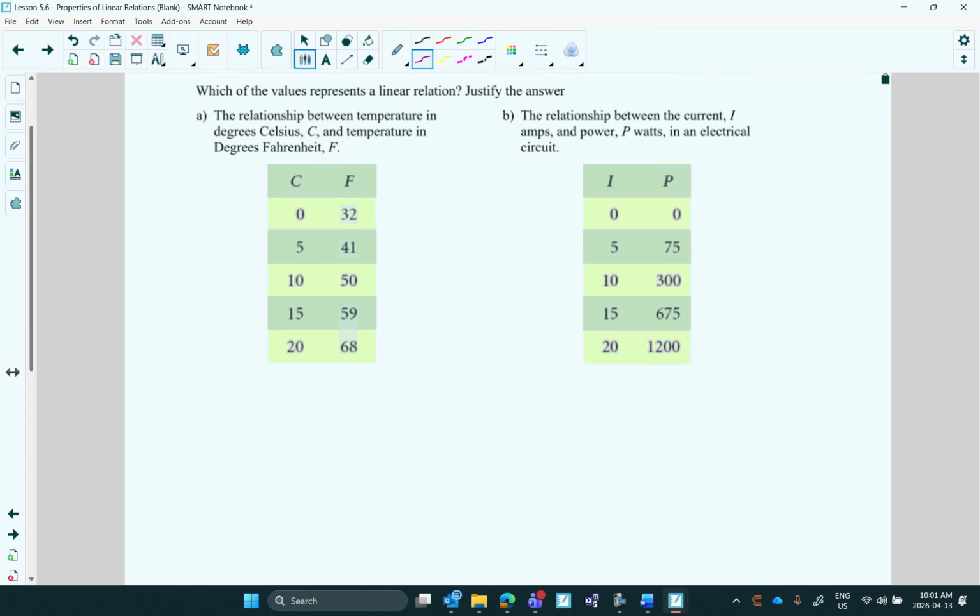All you're asked is whether they're linear or not. How much am I going up right here? So it's all plus 5. So that's okay. How about this one? 9, 9, 9, 9. So I'm going up by the same amount. So, linear.